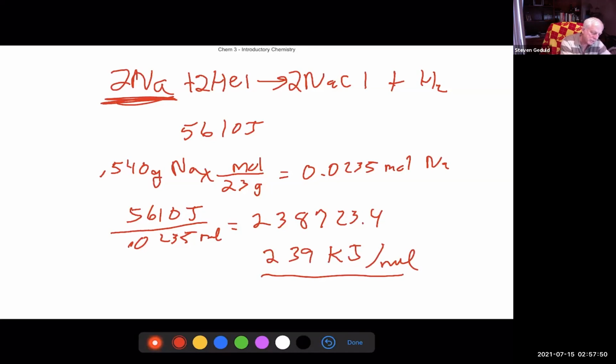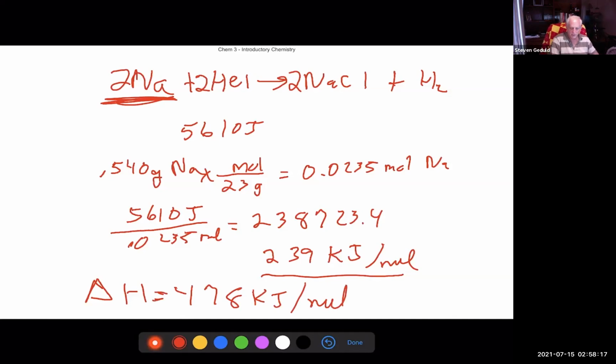But in your balanced chemical equation, you're dealing with 2 moles of this. So your delta H is going to equal 239, just double that, 478 kilojoules. Because this is your molar heat, this is how much heat's produced per mole. Okay, and you've got 2 moles in your balanced chemical equation right there. And that should give you your delta H for the equation.